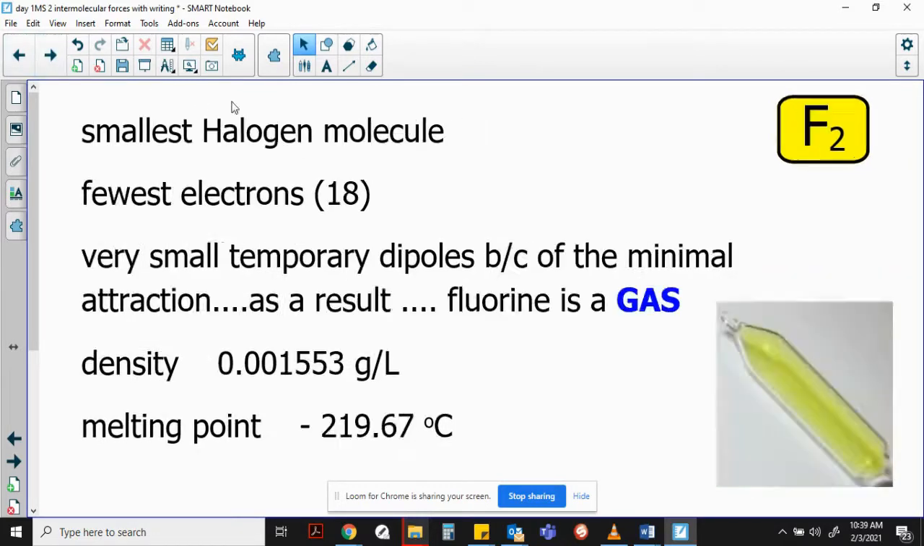So this is just an example of it. Fluorine, we've got the smallest halogen molecule. There's the fewest electrons, very small temporary dipoles because of the minimal attraction. So as a result, it's going to be a gas. Again, very low density, and it's a very, very low melting point. So at negative 219 degrees Celsius, fluorine is going to be a gas.